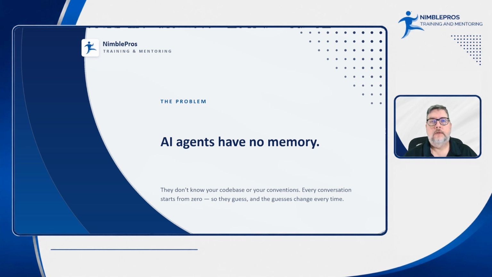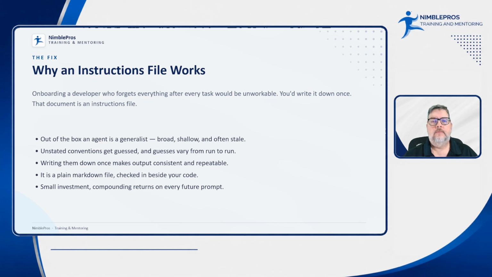And if you don't spell out explicitly what it is that you want the AI agent to accomplish, the result that you're going to get is going to be inconsistent. It's going to be random, really. And those guesses that it comes up with change from request to request. It's not that the AI agent is bad at what it does. It's just that it's starting from zero every single time. And the way that we overcome that is by using instructions files.